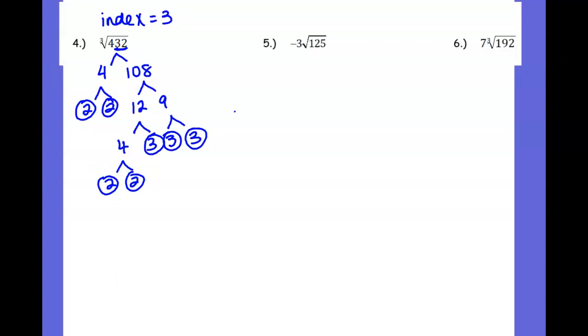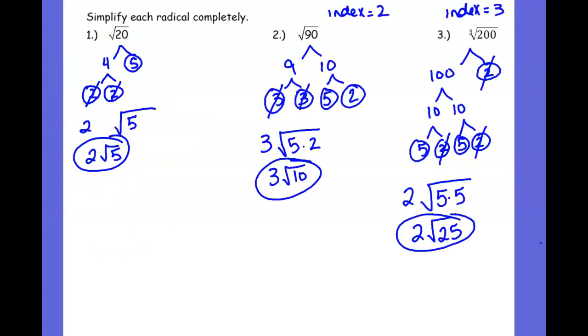Okay, so now I'm looking for my triples. So I got 1, 2, 3. Okay, triple 3s. And then I have triple 2s. Okay, so then what's left over is going to be on the inside. We're not going to forget about that little 3. That's really important. And that reminds me, did I forget about that in my last answer? I did. I forgot it. It should be 2 cube root of 25. Oof. Be careful with that.